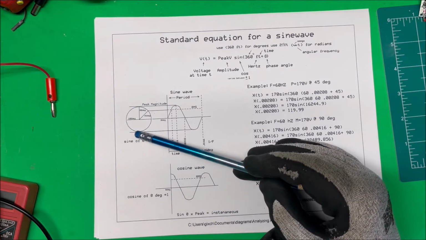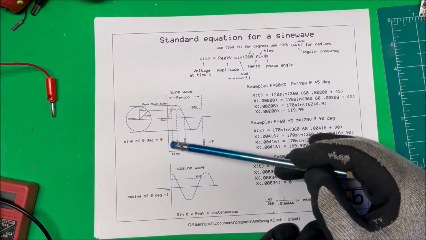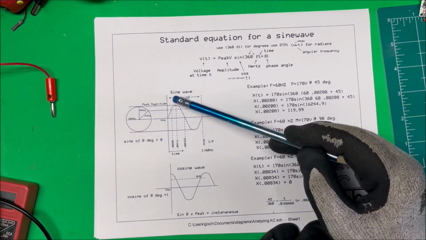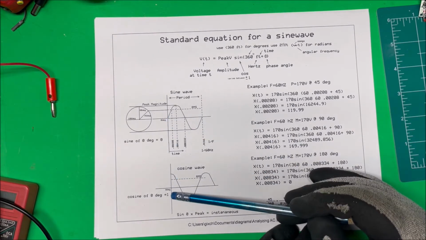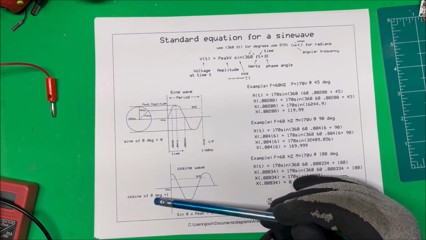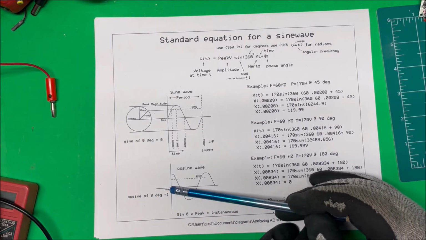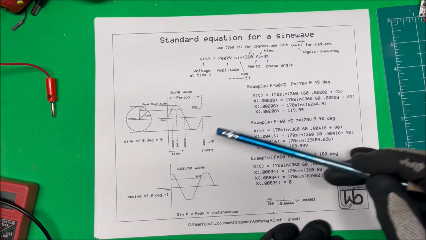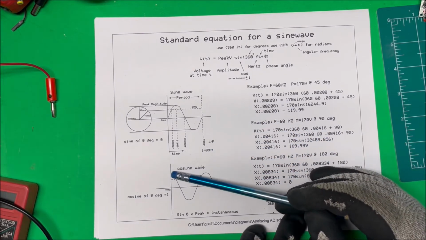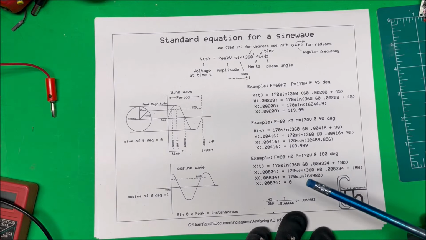So if you take the sine of 0 degrees, that's 0. So 0 times our peak value is going to be 0. We're at 0 degrees right here, no voltage there. But in this case, we're taking the cosine of 0 because we're at 0 degrees, and that's going to be 1, and 1 times whatever our peak value is, that's going to be our peak there. In this case, we're using 170 volt peak.